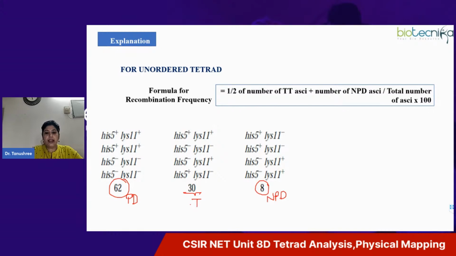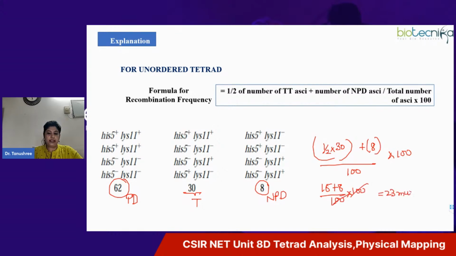So now you can put in the values, right? It is half into 30, right? And then plus 8, by total, which is 100, multiplied by 100. So half into 30, that is 15, plus 8, divided by 100 into 100, and that gives you 23 MU. Yes, it will give you 23 MU.